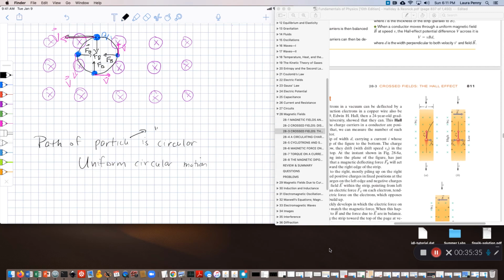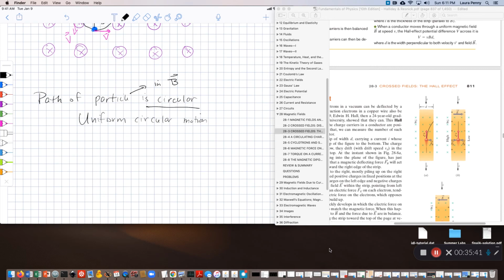The path of a particle in a magnetic field is a circular path. And in fact, this is uniform circular motion, where F net is the magnetic force acting on it. And the motion that we see, if we have uniform circular motion, means that the acceleration is a sub c, which is v squared over r. And so this is m v squared over r, where the direction of this is radial.